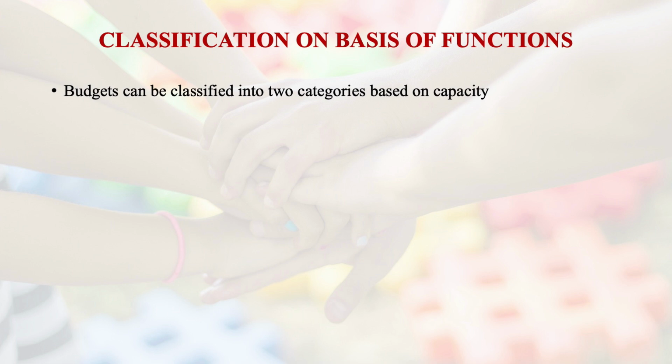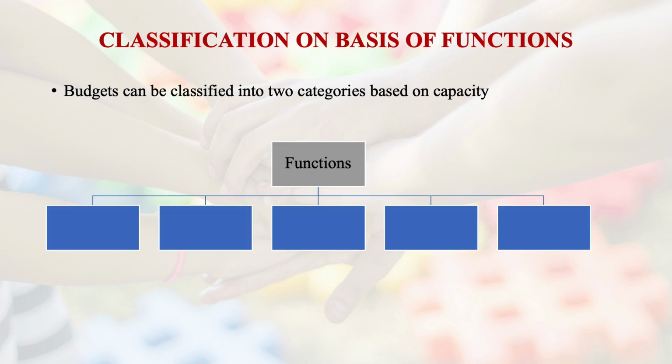So classification on the basis of functions, they are divided into different activities of the organization, and usually there are 5 activities. One is the cash, the other is the sales, the third is the purchase, fourth is the overhead, and fifth is the production. So these are the different functions where these kinds of activities take place, and the budgets are prepared according to these functions.